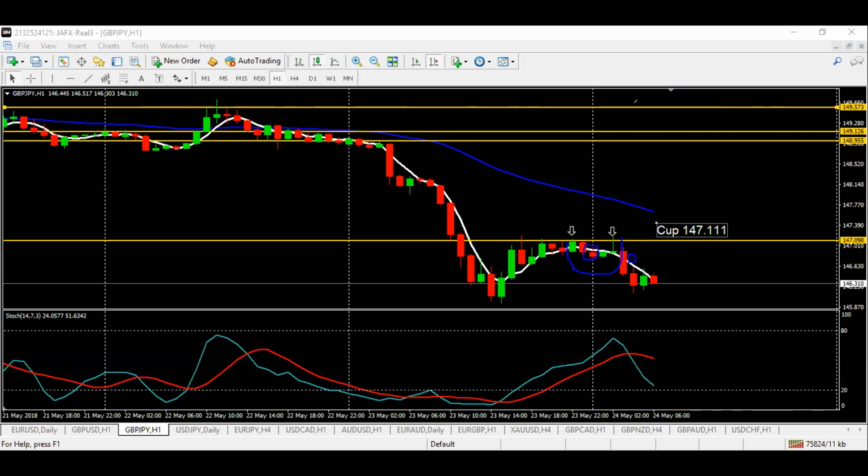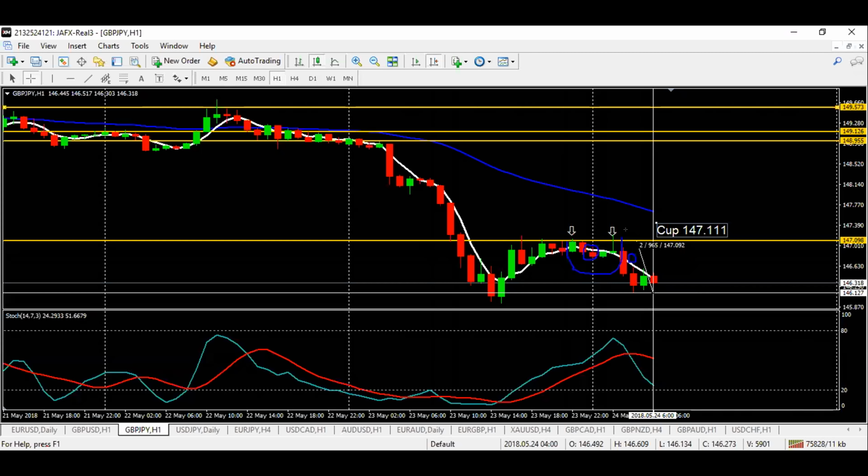Now, again, how many pips was it? It's like 90 something pips. Let's take it from the bottom. 96 pips. This is GJ. 96 pips.